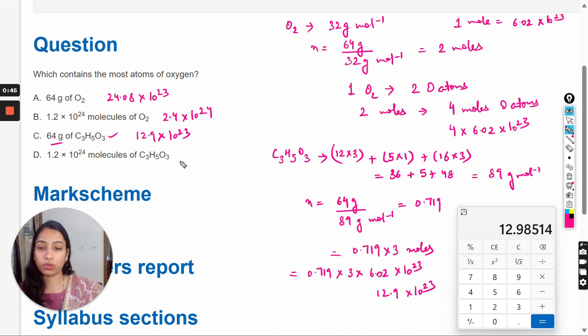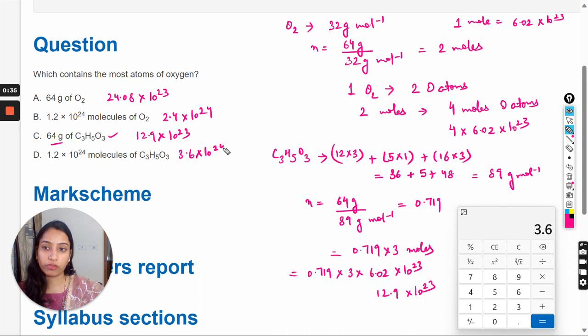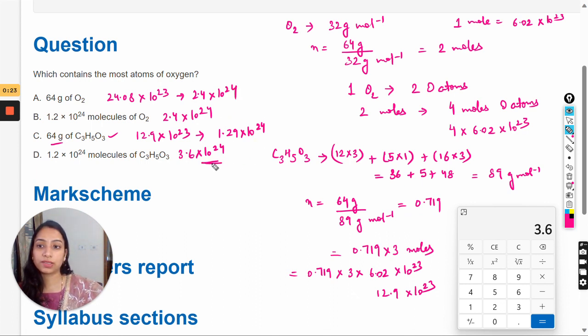Next is this many molecules, and one molecule contains 3 oxygen atoms. So we will multiply it with 3, which gives 3.6 into 10 raised to 24. And the earlier ones are 1.29 into 10 raised to 24 and 2.4 into 10 raised to 24. Now you can see this is the maximum number of oxygen atoms: 3.6 into 10 raised to 24.